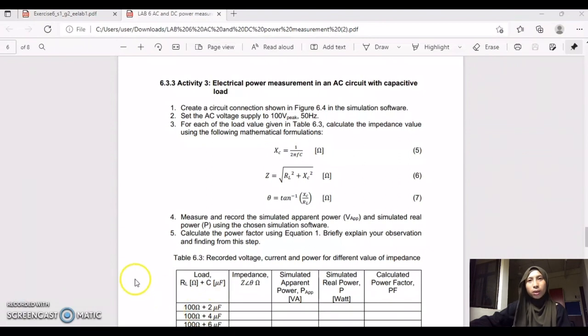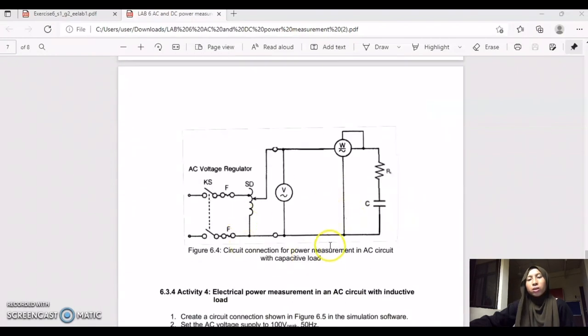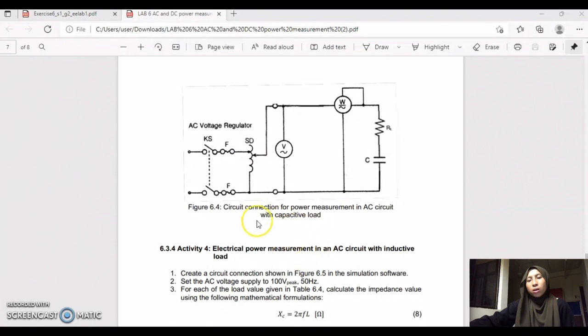My matrix number is AE190074. I will explain activity number 3, which is electrical power measurement in an AC circuit with capacitive load. Looking at the lab sheet, we need to create the circuit connection shown in Figure 6.4 in the simulation software. This is the circuit connection, and we have the capacitance here.